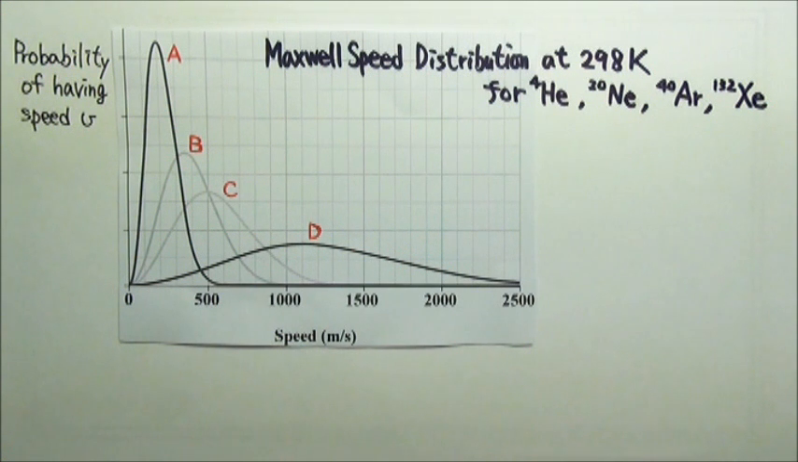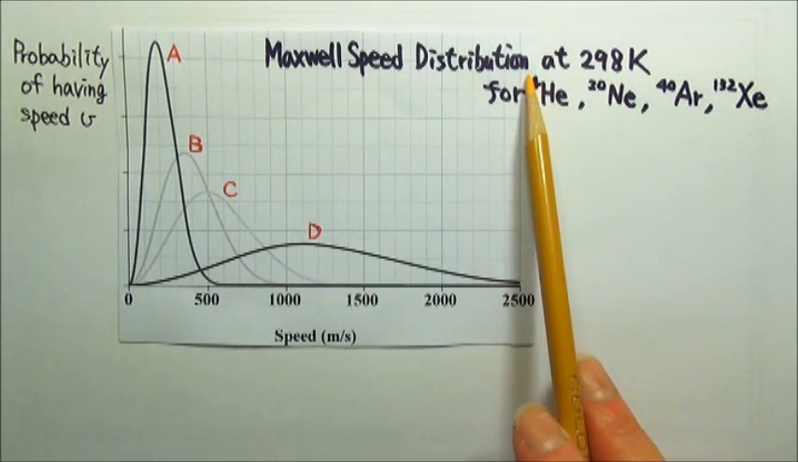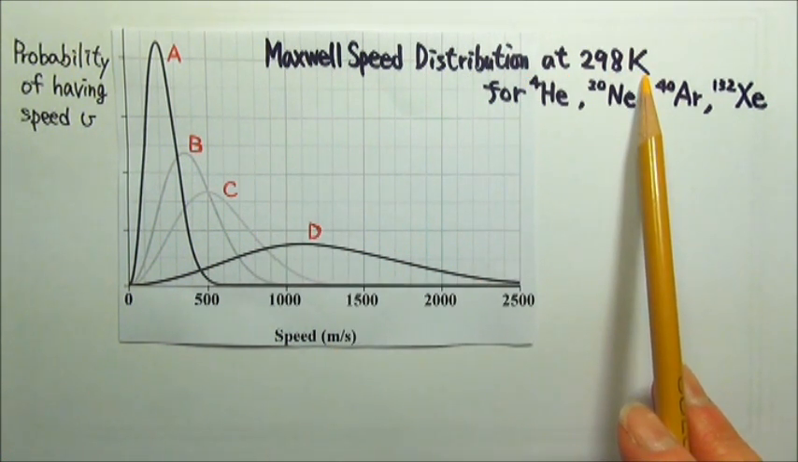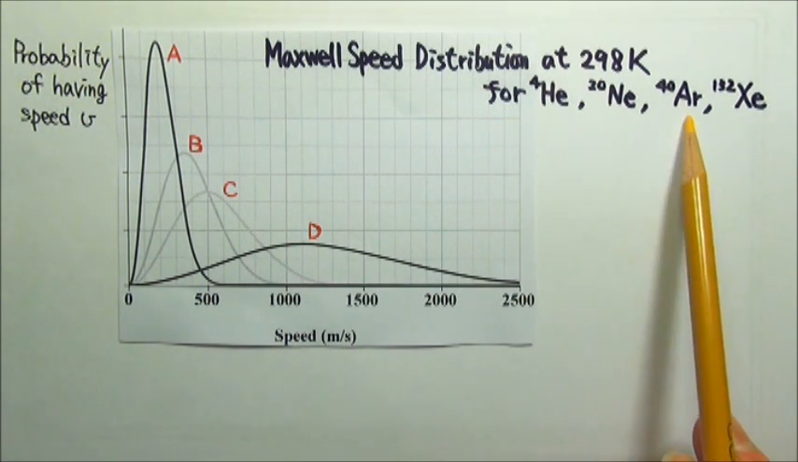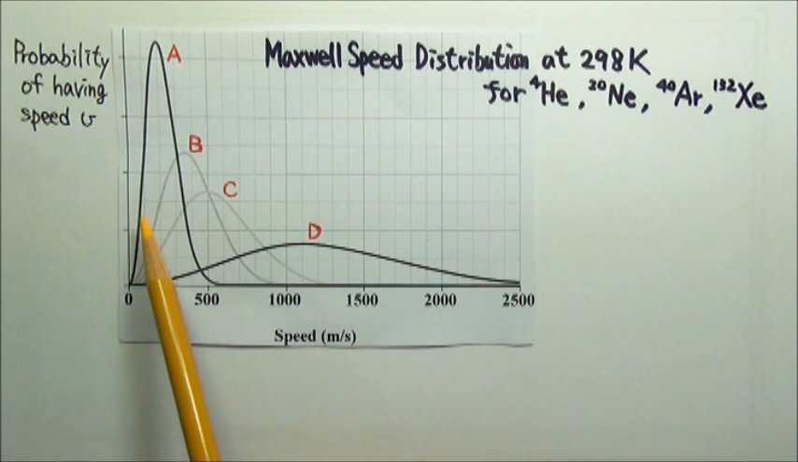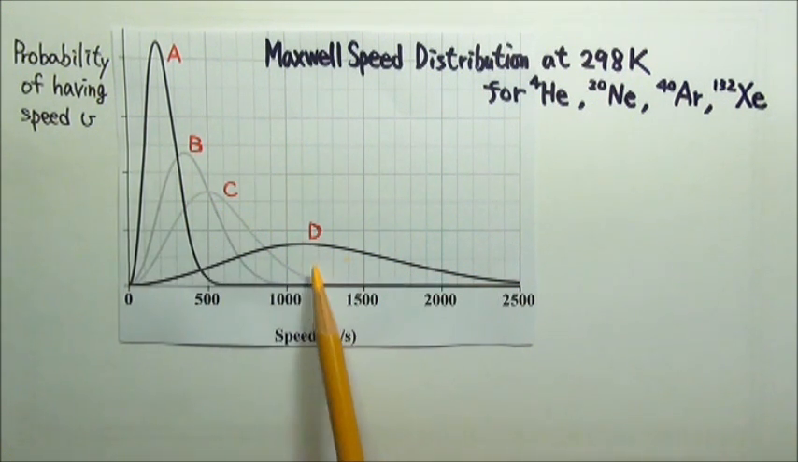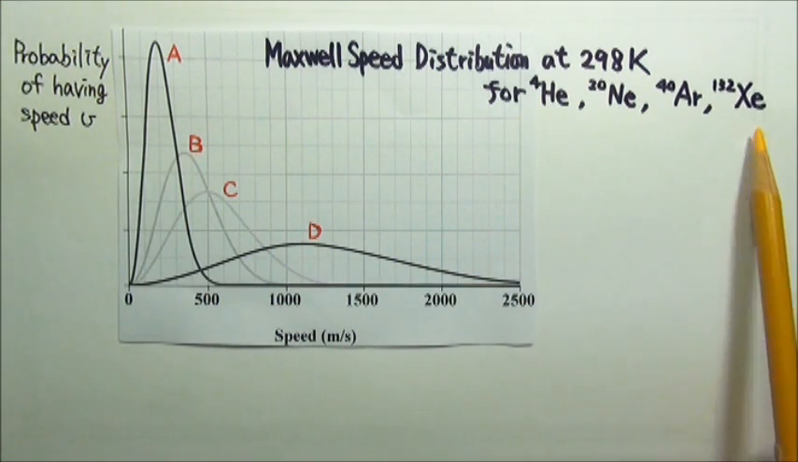Here's an example of the Maxwell speed distribution at 298 Kelvin for 4 noble gases: helium, neon, argon, and xenon. Which curve corresponds to which gas and why?